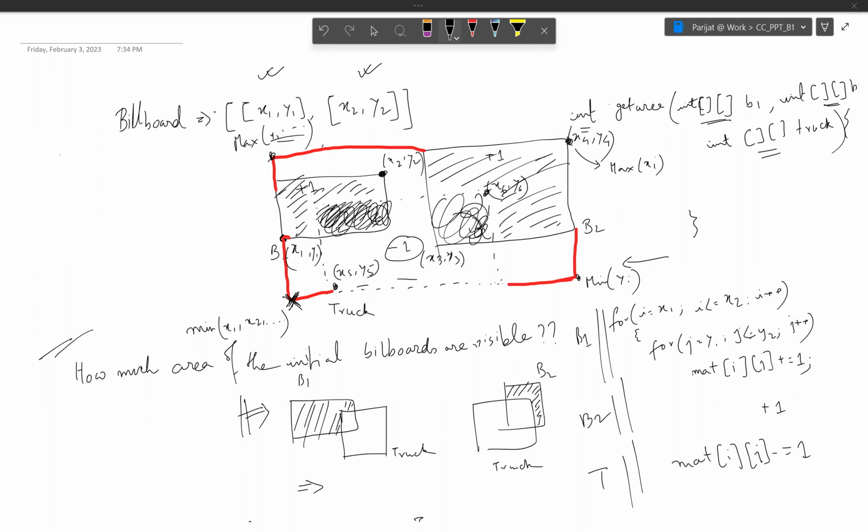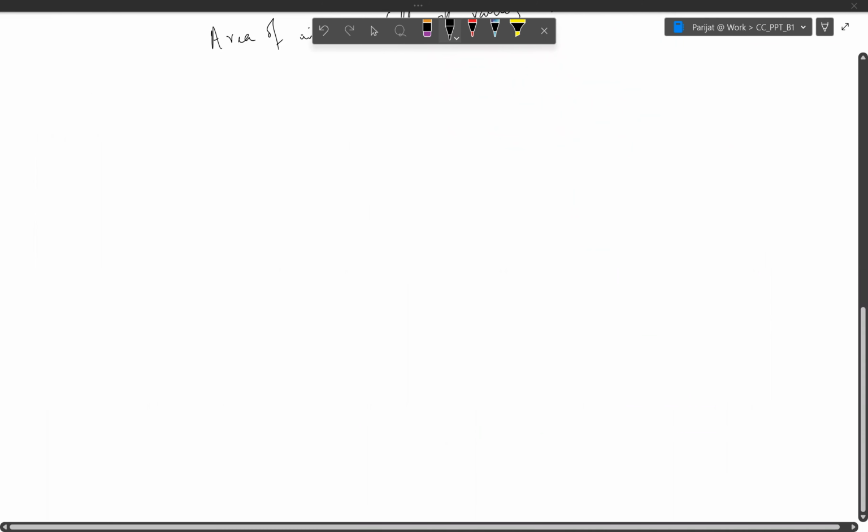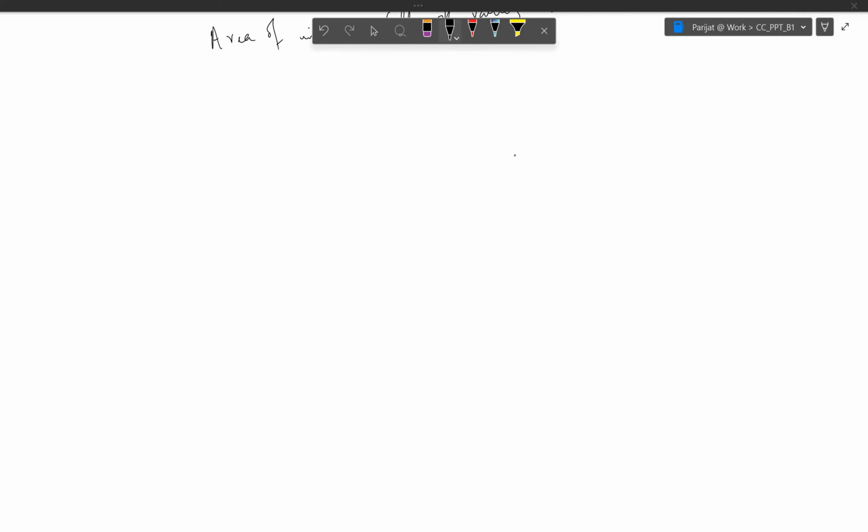So yeah, this is what I had for the first problem. No questions, then we'll move to the second one. Any questions? No? Awesome. So let's go to the second problem.